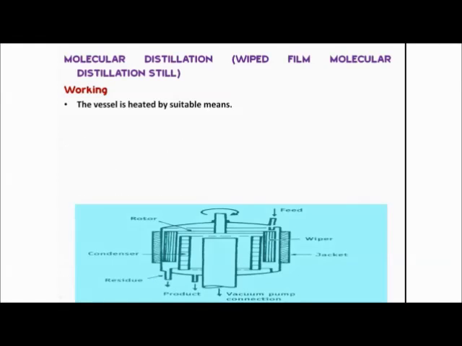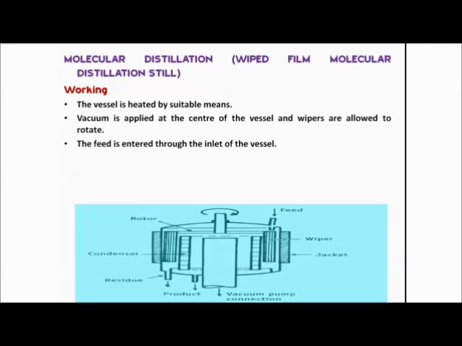Now how does it work? Simply, the vessel is heated by suitable means, by which this jacket will be kept on. This jacket will start heating the vessel, right? The next step is that the vacuum is applied at the center of the vessel and the wipers are allowed to rotate. The vacuum is kept on and the wipers are now allowed to rotate. These wipers, while moving, will form a layer of the liquid. They will form a film of the liquid over the vessel. So see, the feed enters through the inlet at the top.